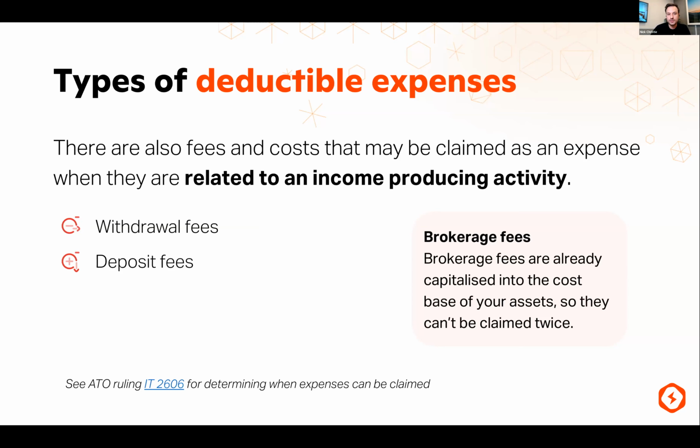On the digital asset platform, that would be withdrawal fees and deposit fees. You might have other fees you've incurred, like network fees, for example, that also might fit into that. Very specifically, the brokerage fees are different, because they already get capitalized into the cost base of your assets. When you purchased the asset, we capitalize the brokerage fee to increase the cost base. It means you can't claim it twice, because it's already getting claimed once. That way, you can't then claim it again as an expense.